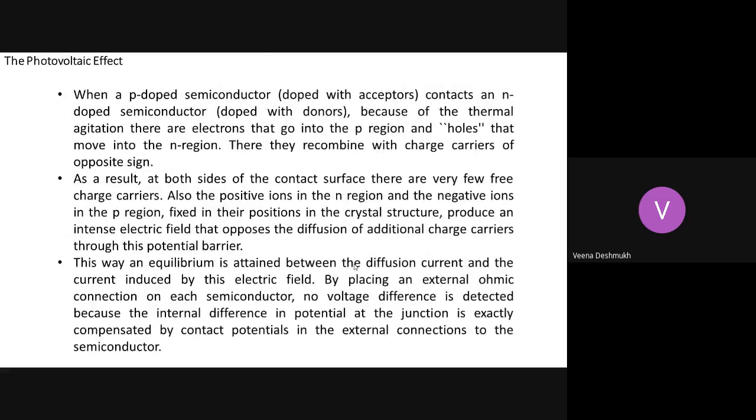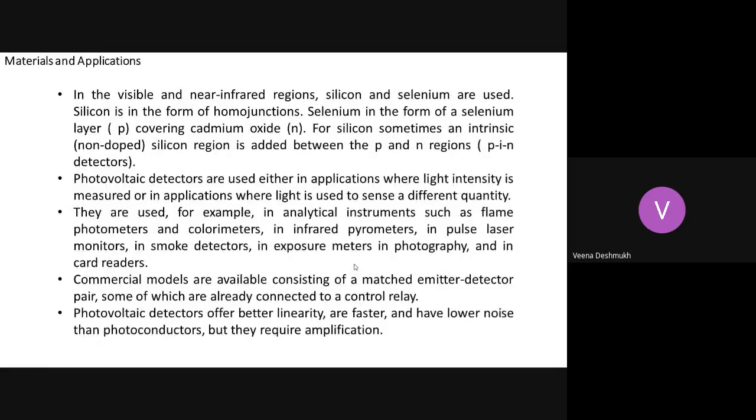We'll complete these points and then come back to the equivalent circuit so that you will understand that capacitance better. Now, where do they find applications? Photovoltaic detectors are used either in applications where light intensity is measured, or in applications where light is used to sense a different quantity. Sensors, we know, are used basically to sense or measure different quantities only. So this is our standard definition.